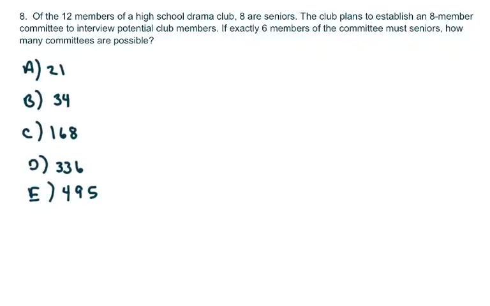So basically, what we need to know for this is that the formula is n factorial over k factorial times n minus k factorial. So basically we have 8 here.